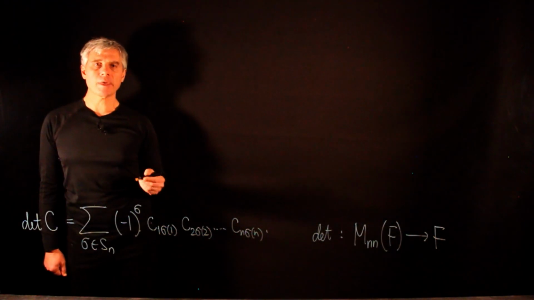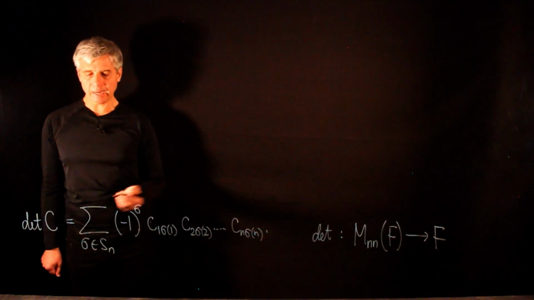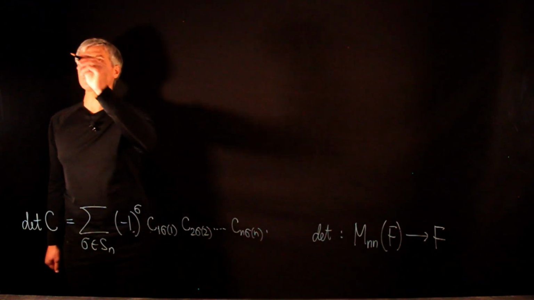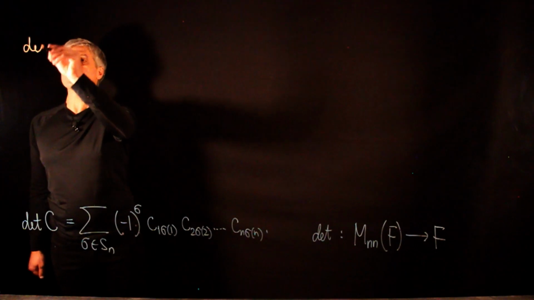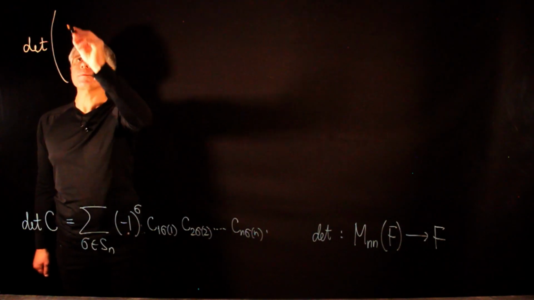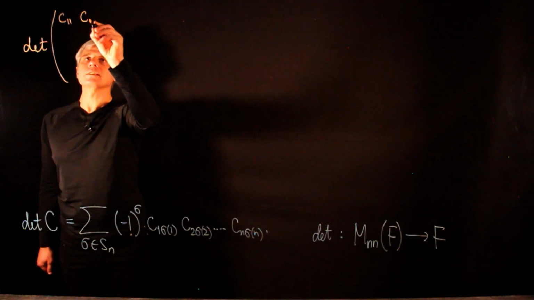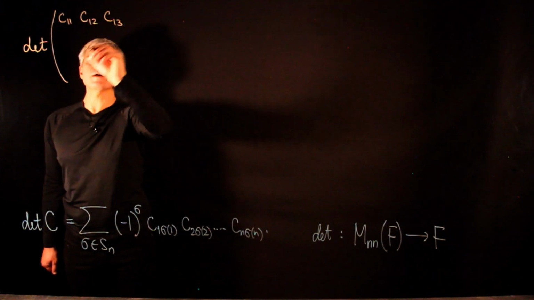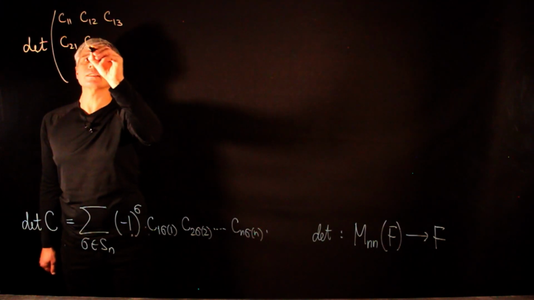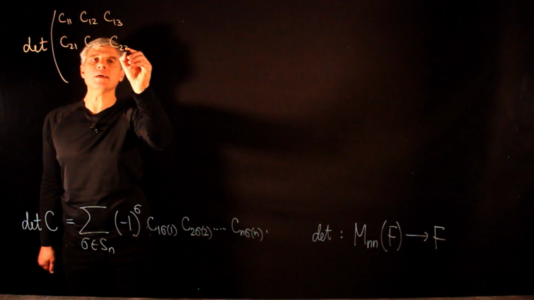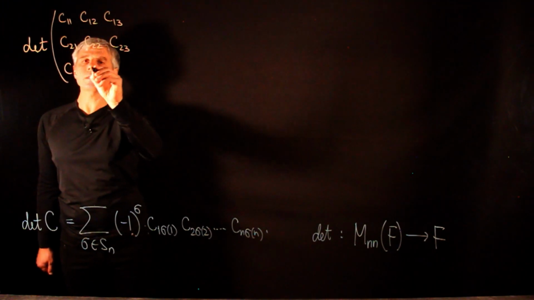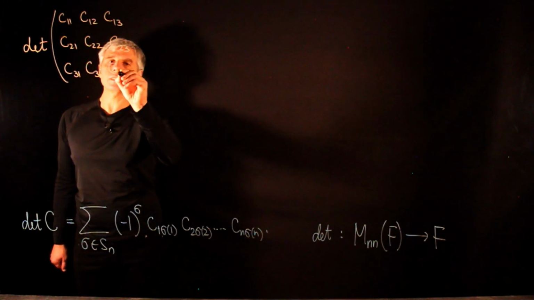Before we proceed with theoretical discussions, let us see how this formula works for 3 by 3 matrices. Say we want to look at the determinant of a 3 by 3 matrix with entries C11, C12, C13, C21, C22, C23, C31, C32, C33.